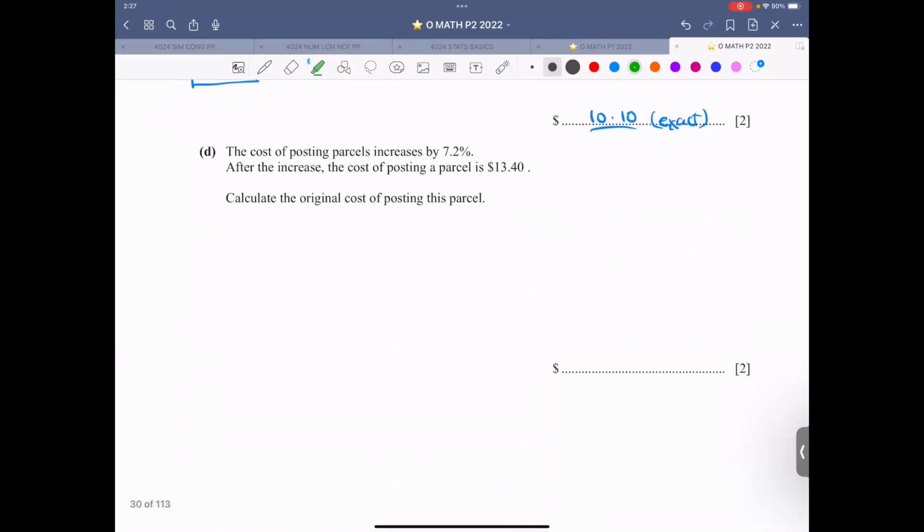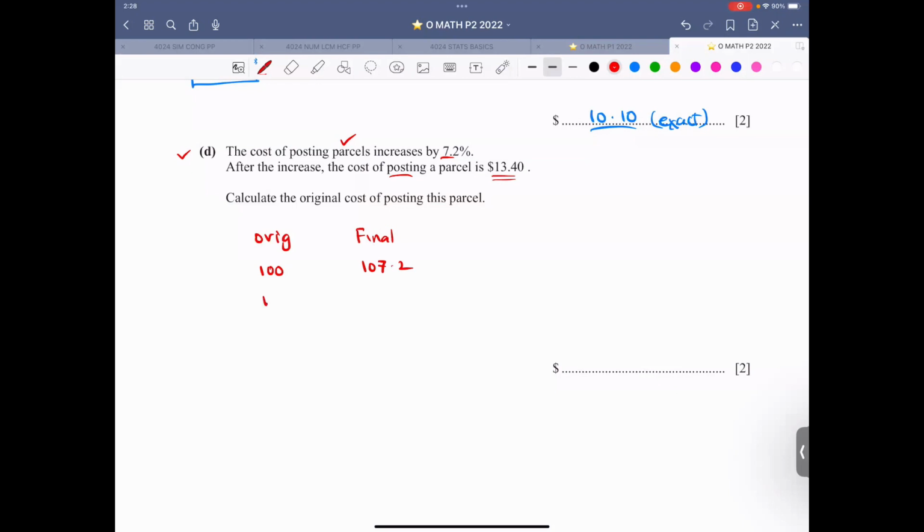Now let's talk about part D. Part D says the cost of posting a letter increases by 7.2%. And this is not a letter, this is a parcel. After the increase, the cost of posting a parcel is 13.40. So this is some basic thing, original, final. If the original price is 100, after the increase, this is 107.2.